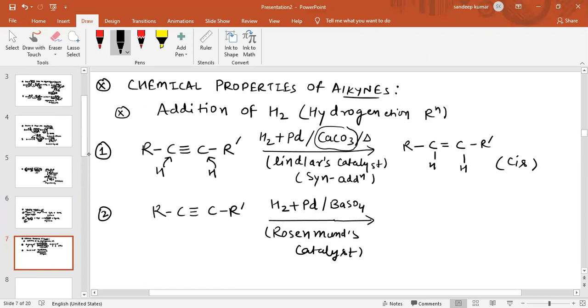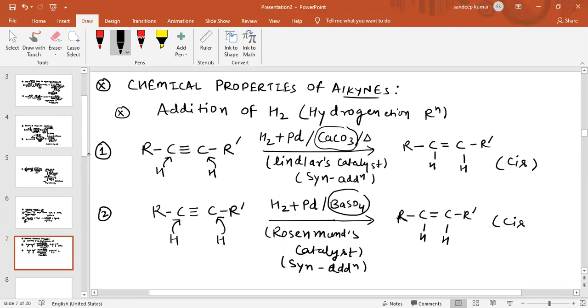Now again, this will behave as a poison, and this reaction also follows syn addition. Syn addition means the addition of hydrogen from the same side of the plane, on this carbon atom and on this carbon atom. Now the product obtained is R, C, double bond C, R dash, with hydrogen and also hydrogen there. So this product obtained is also the cis form. So this is the chemical property.